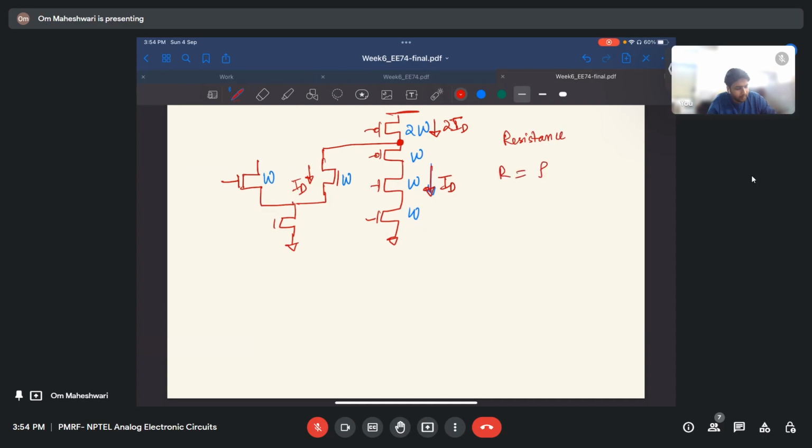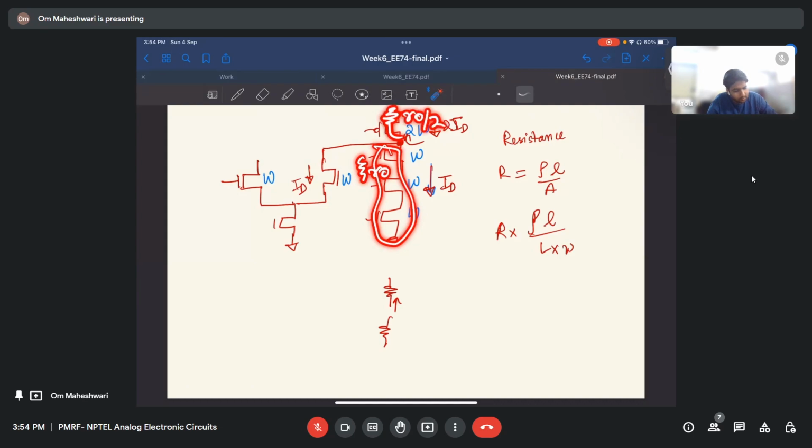Resistance is R equals rho L by A, rho L by length into width. What are you doing for this transistor? You have doubled the width, so its resistance is half, right? So what is R naught? R naught is just the resistance seen from here. So for these transistors, this resistance is R naught, but for this one it will be R naught by 2 since its width is twice. Is it getting okay? Yes, sir.